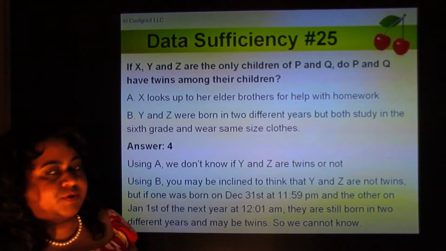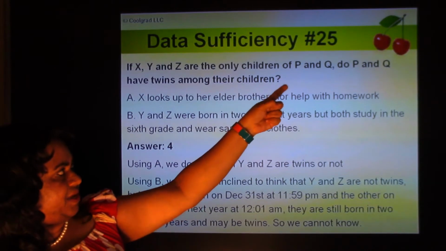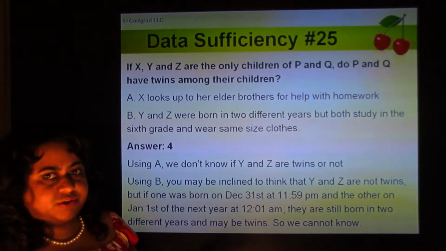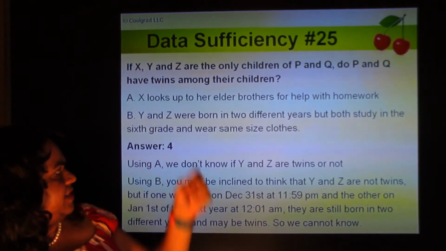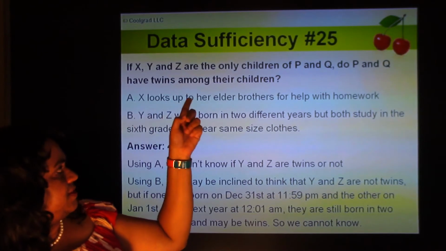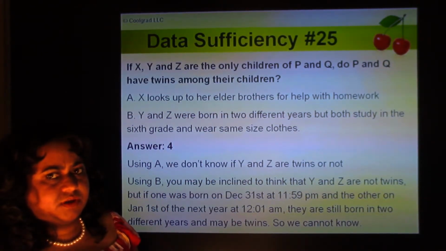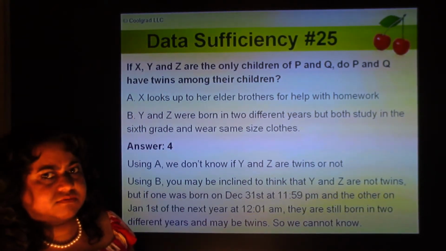Data sufficiency question number 25. So if X, Y and Z are the only children of P and Q, so P and Q are the parents, let's say the father and the mother of X, Y and Z, they are the only children. Do P and Q have twins among their children? So we have to find out if any of these pairs are twins.